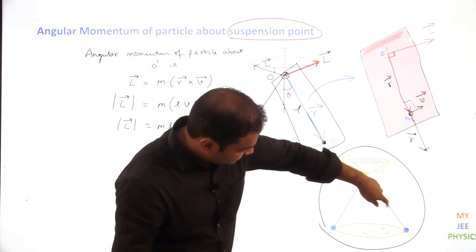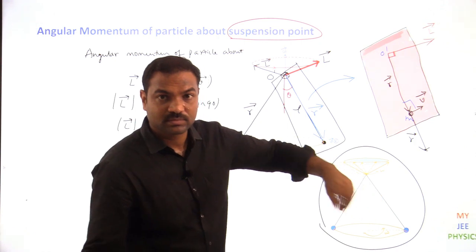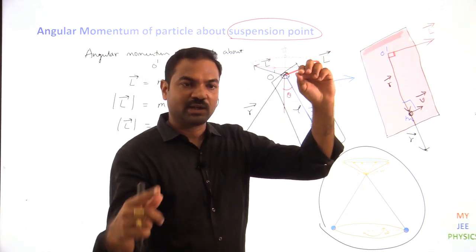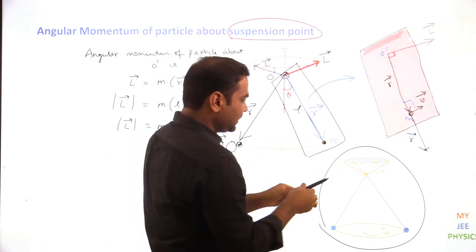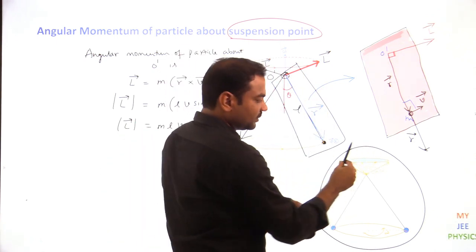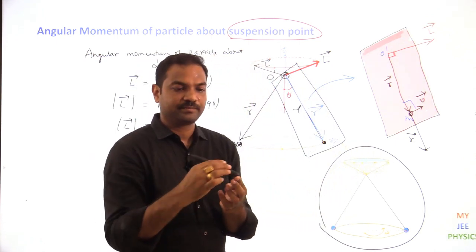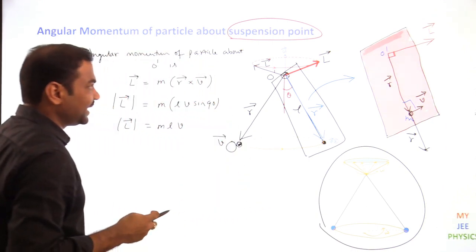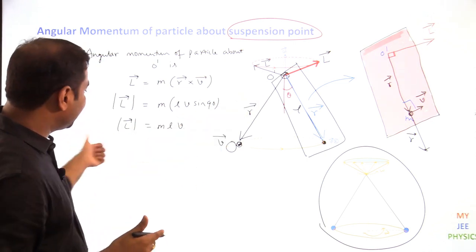So as the particle is rotating and making a cone, if you are tracing the path of the conical pendulum, it will form a cone. Similarly, the L bar vector also will form a cone. L bar vector will rotate something like this. It will make a cone again. So that means L bar direction is changing, L bar magnitude is constant.